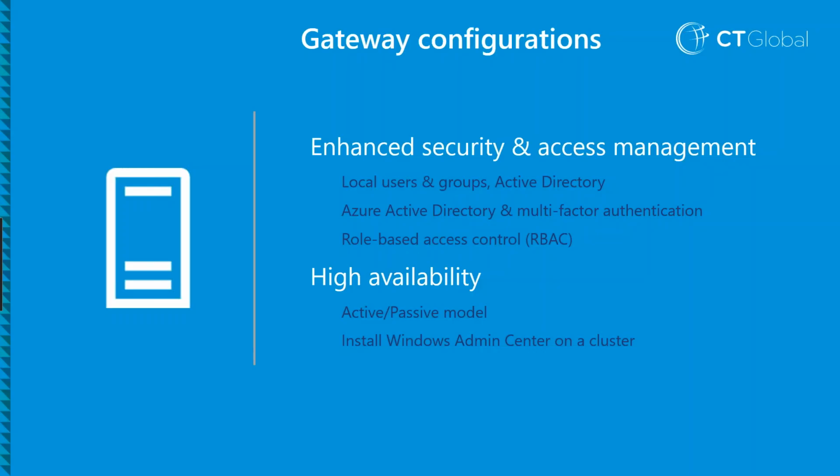We talked about there being a few security features you can use. The basic one is the local users and groups. If it's a non-domain joined computer, you'll just create users on that computer that access it, or you can also use Active Directory and give users access via Active Directory. You can also connect it to Azure Active Directory and use MFA to log in. It has role-based access control. About the high availability, it's an active passive model, so you'll have one node being the active and then the others being passive. And it's based on Windows Server Cluster to use the Windows Admin Center.